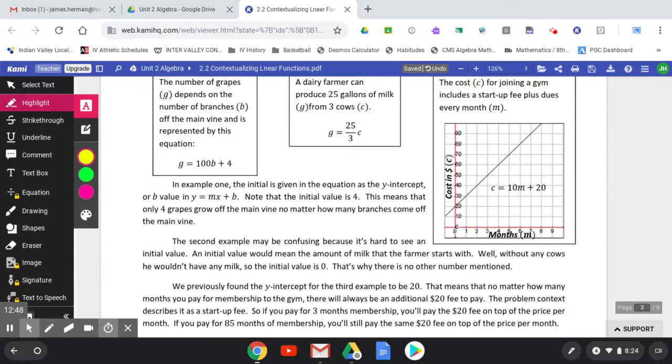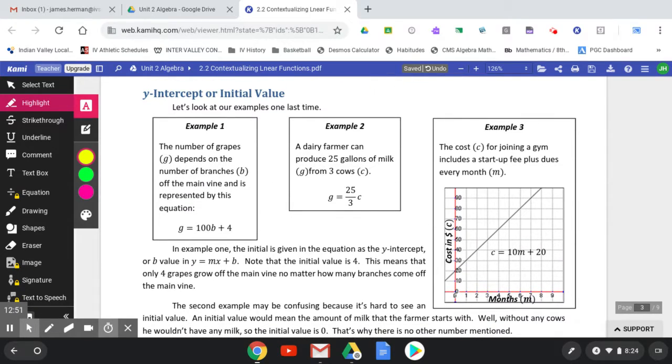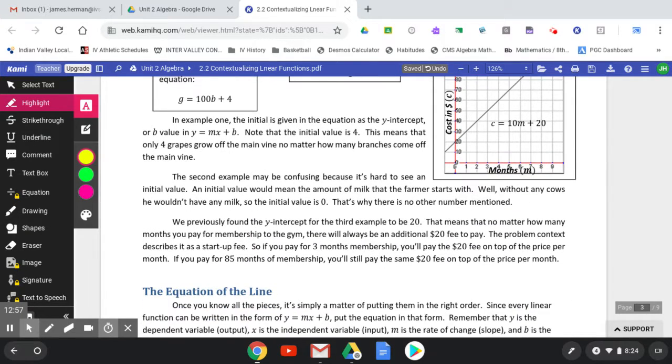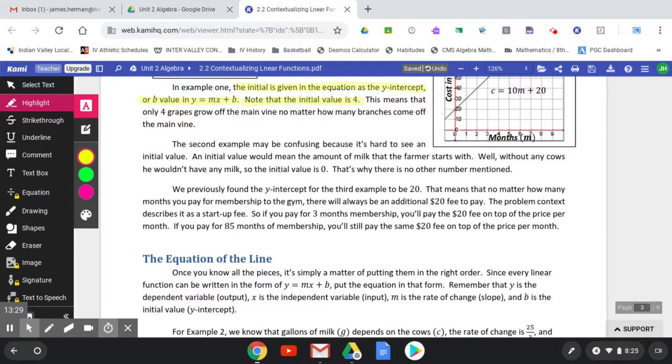Good. Next page. Initial value or y-intercept. Note that the initial value is 4. Somebody else. Brian? The initial value is given in the equation as the y-intercept or b, when y equals x plus 2. Good. At first line, the initial value is given in the equation as the y-intercept or b. Okay. Good.